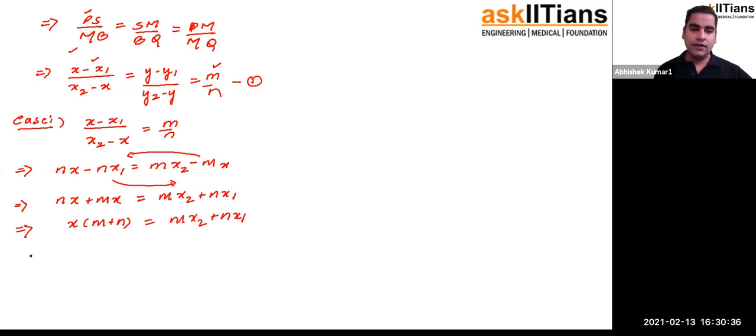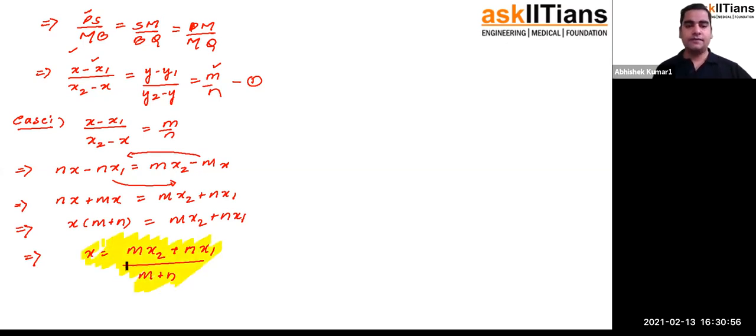That's what you will have. So what is the value of x which we are going to get as a result? The value of x which you will get as a result will be (mx2 + nx1)/(m + n). This is one of the very important results, or this result gives you the x coordinate of the point M which we were supposed to find out.